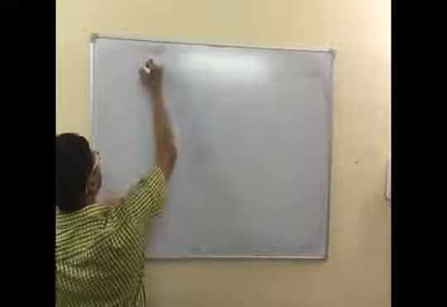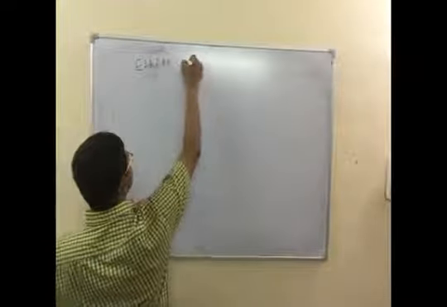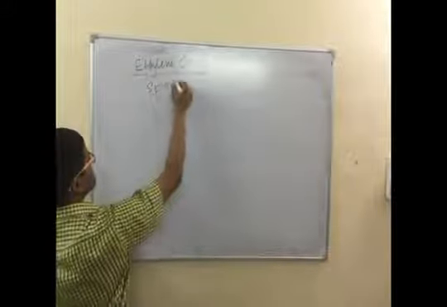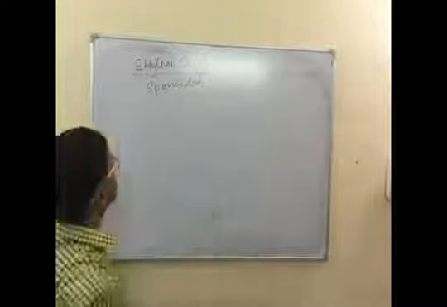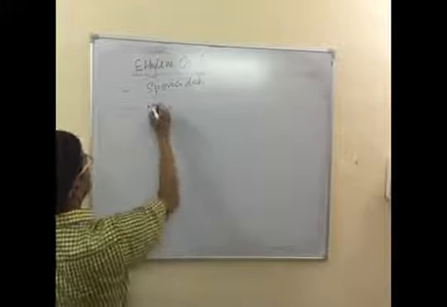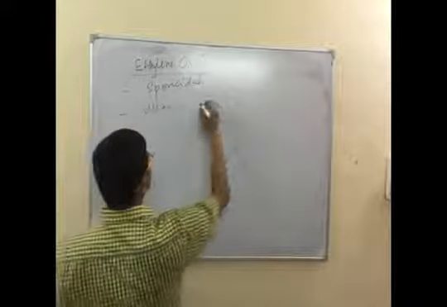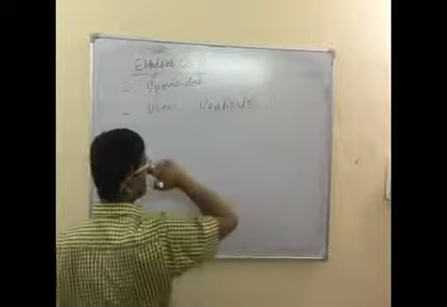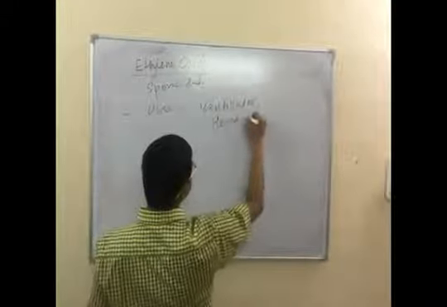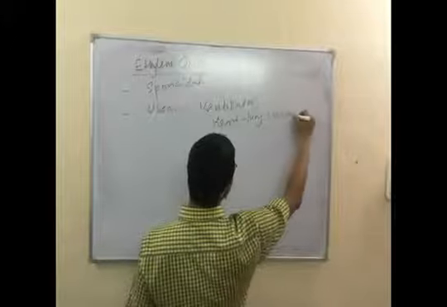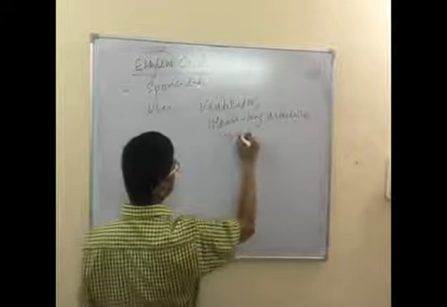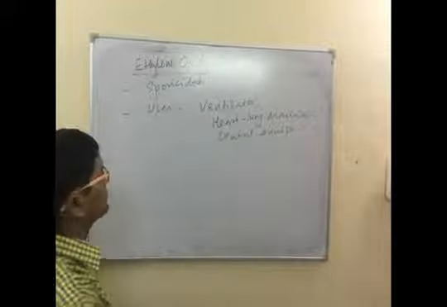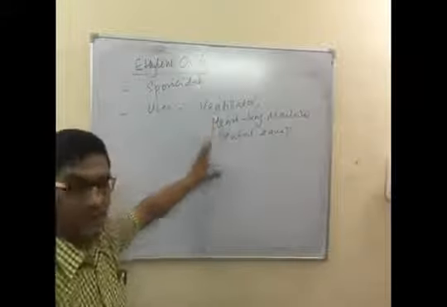Something about ethylene oxide. Ethylene oxide is also sporicidal. Yes, this is used. Mainly it is used for sterilization of ventilator circuits, heart lung machine, dental equipments. All these are various parts which can be sterilized by ethylene oxide.